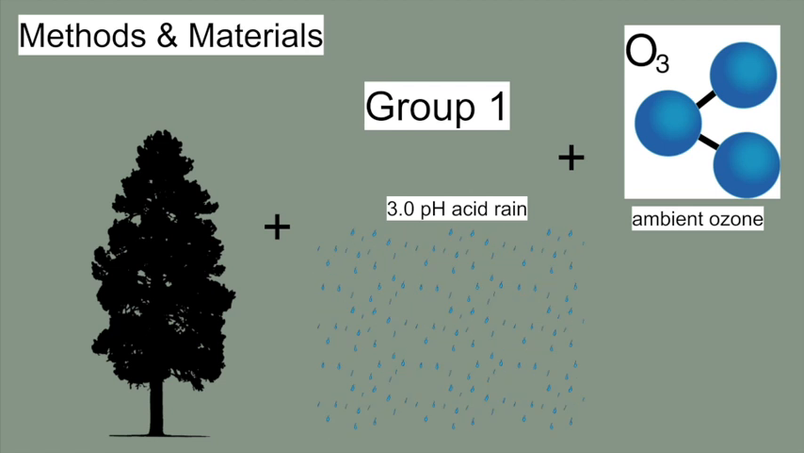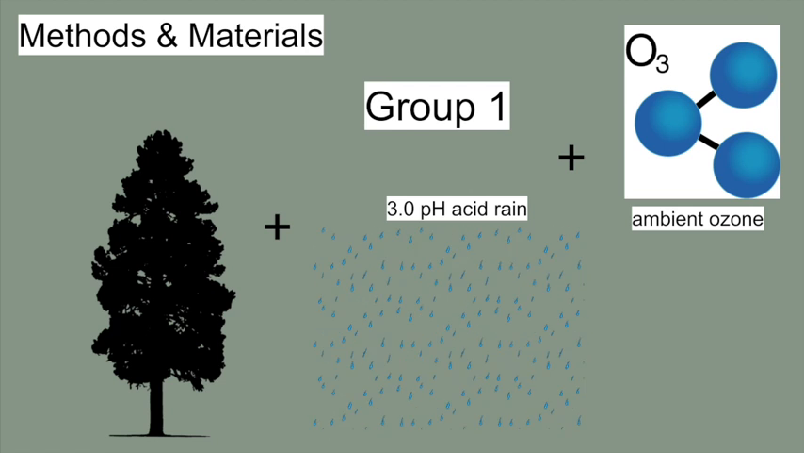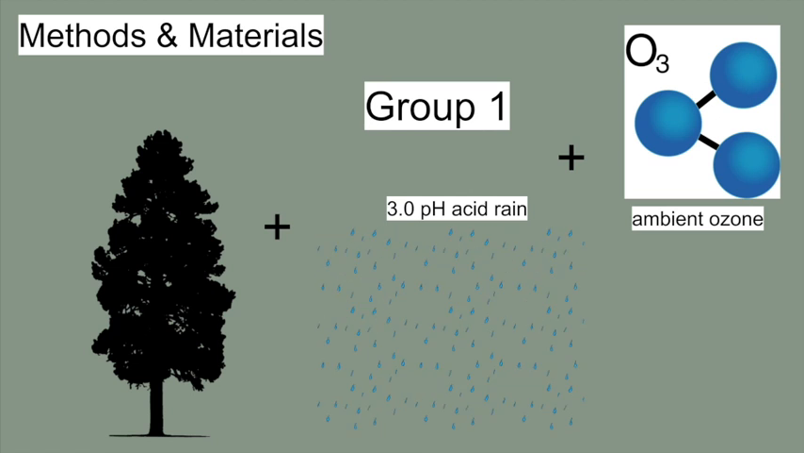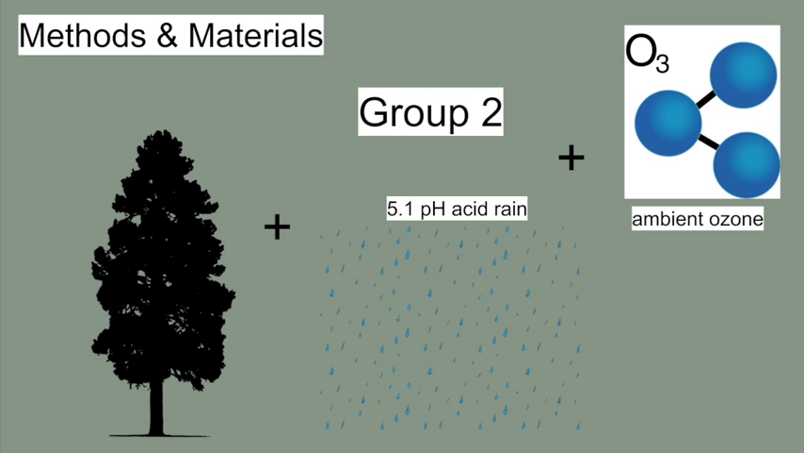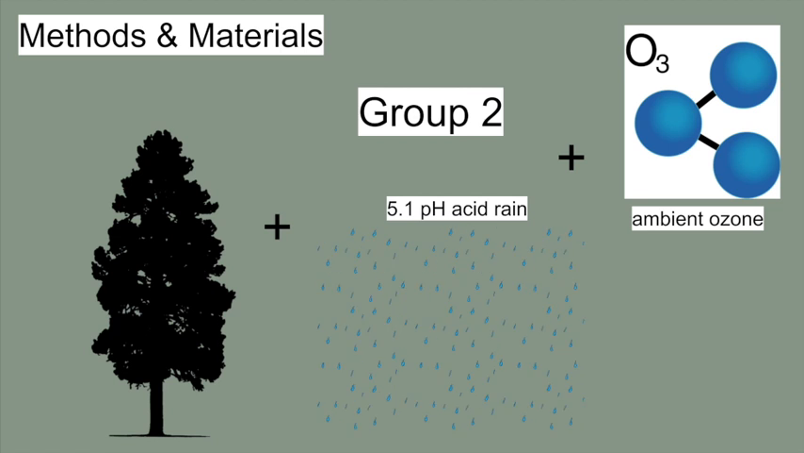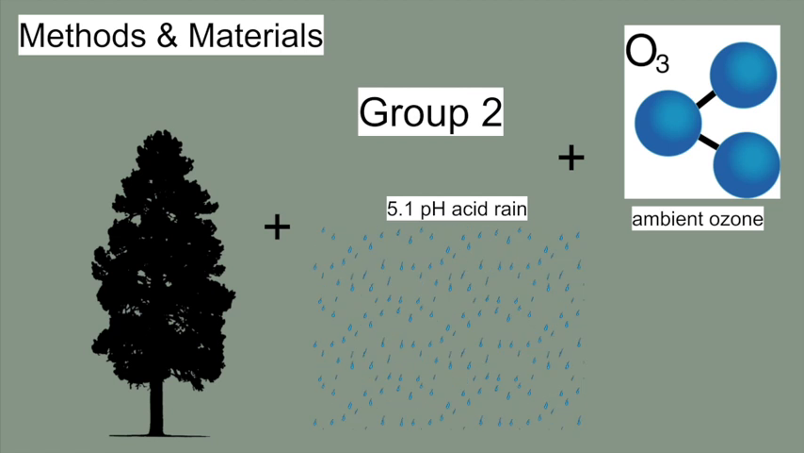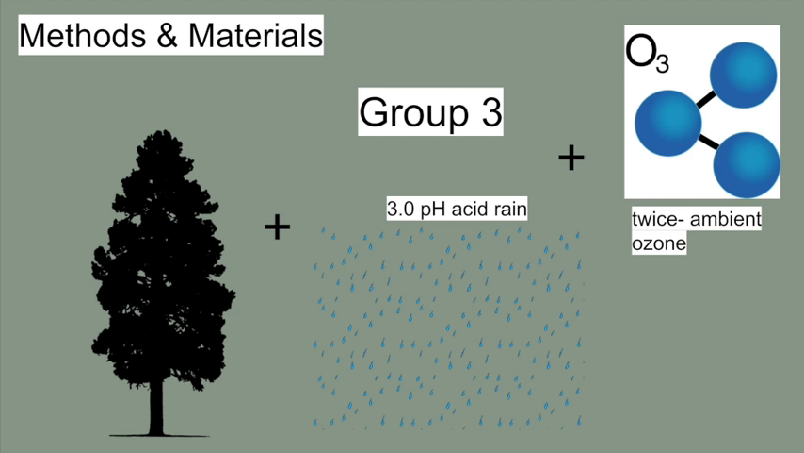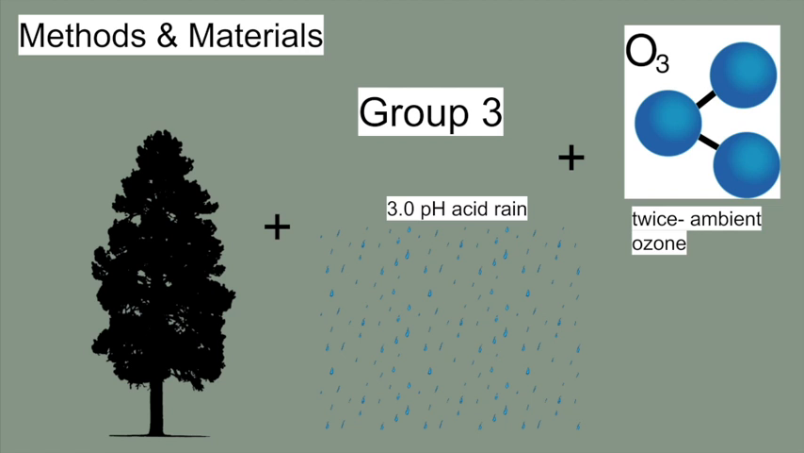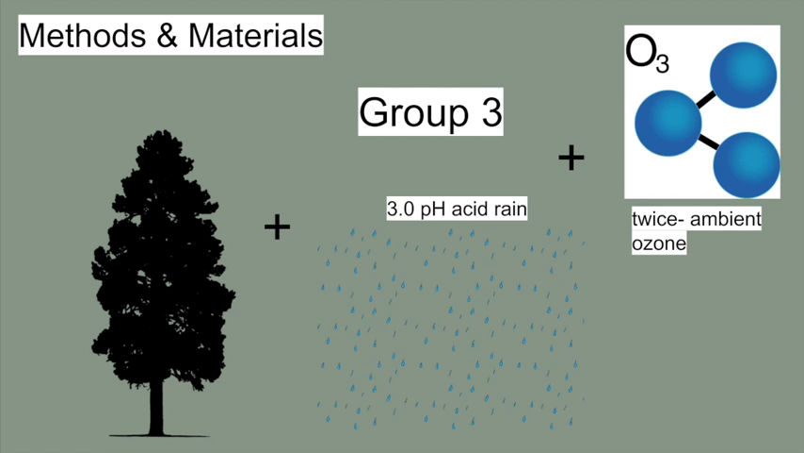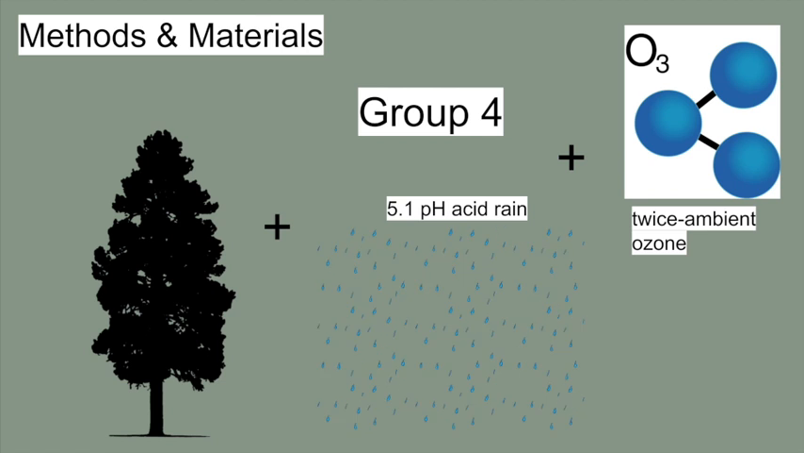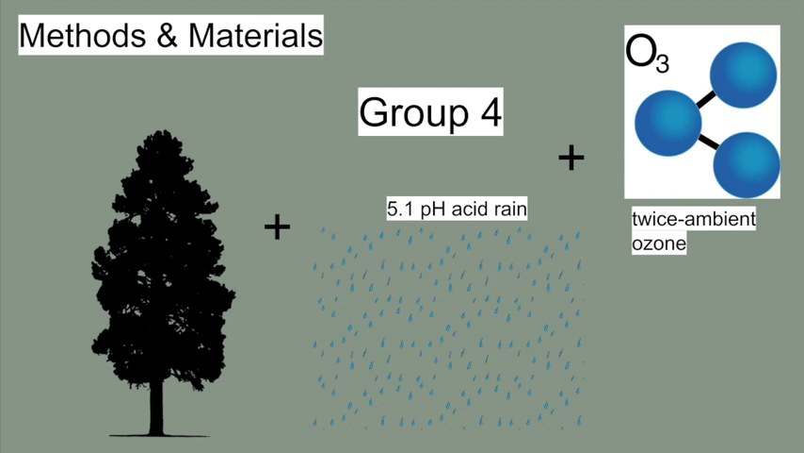In experimental group 1, the pine tree was treated with a 3.0 pH acid rain and an ambient ozone level. Experimental group 2 was treated with 5.1 pH acid rain and an ambient ozone. In experimental group 3, the pine tree was treated with 3.0 pH acid rain and a twice ambient ozone level. Lastly, experimental group 4 was treated with 5.1 pH acid rain and twice ambient ozone.